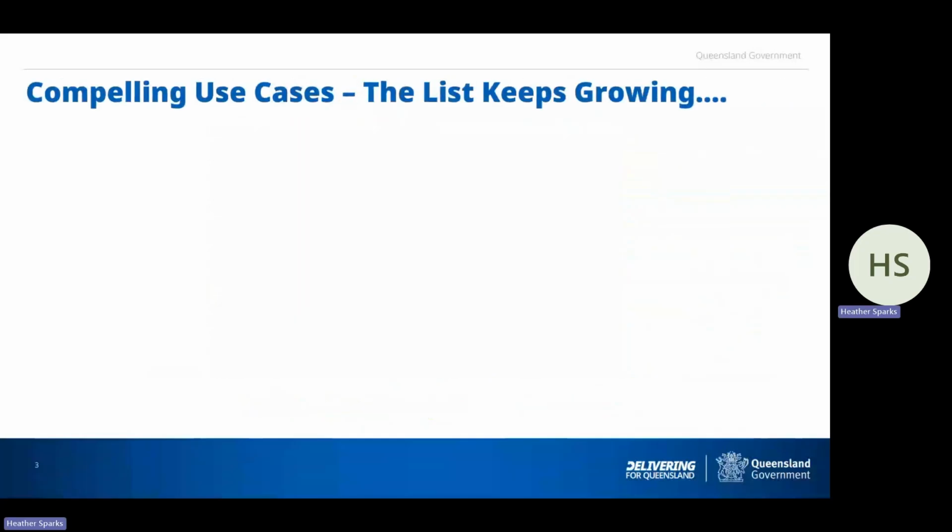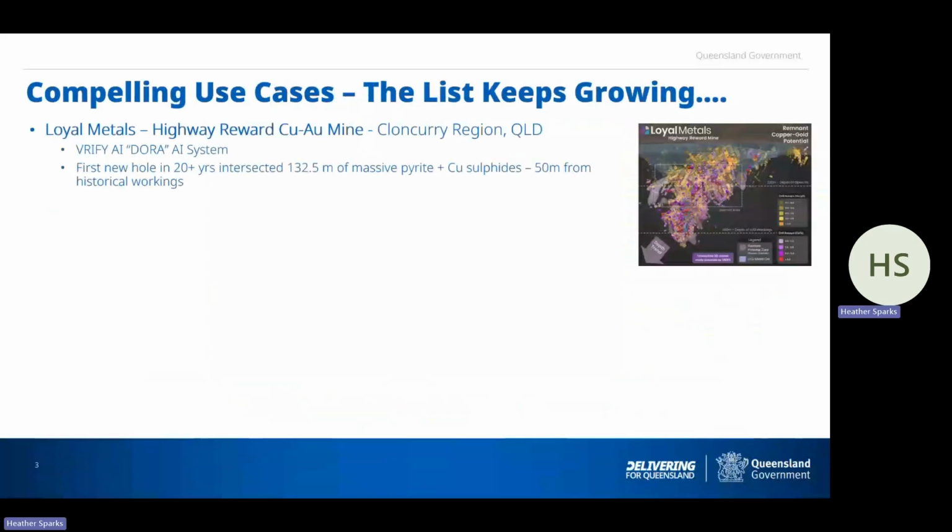To back this up, there's an ever-growing list of compelling use cases. I've just picked a few examples here to illustrate the point. I basically did a Google search. And the thing in common with all of these examples is that they've used machine learning and generative AI to make significant discoveries. This example from Royal Metals found significant intersections using machine learning and generative AI only 50 metres from historical workings.